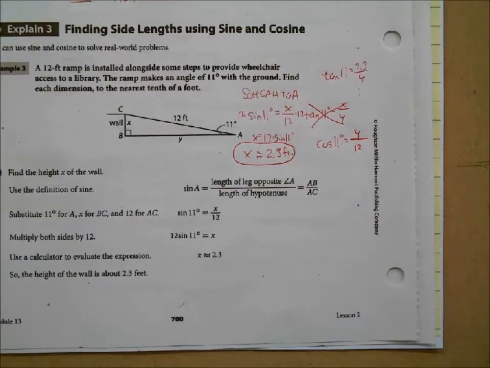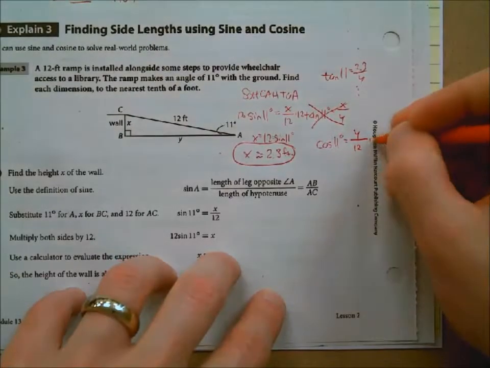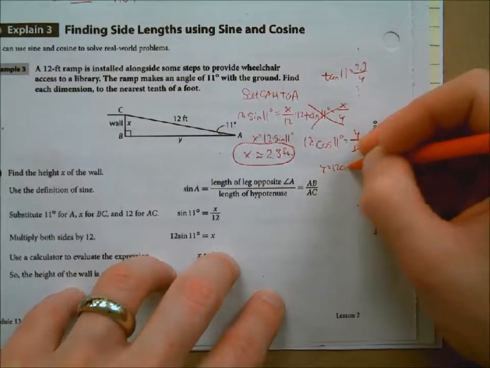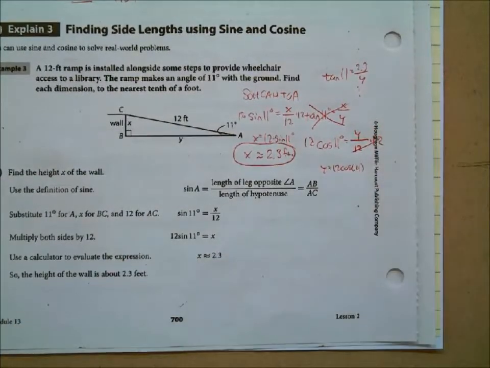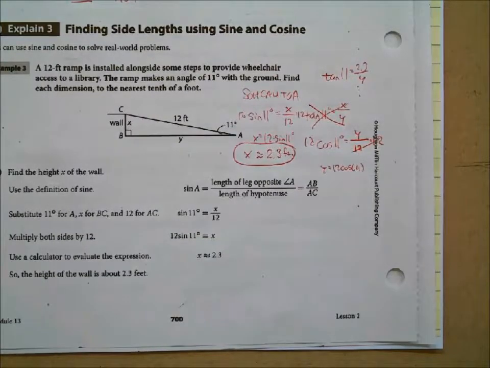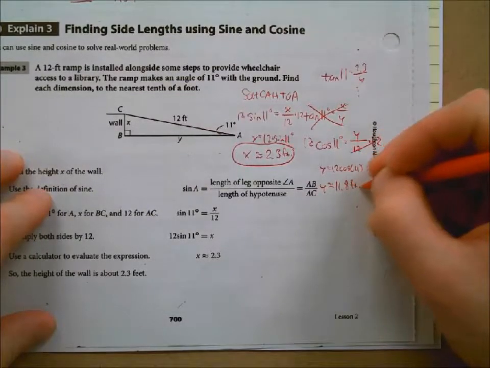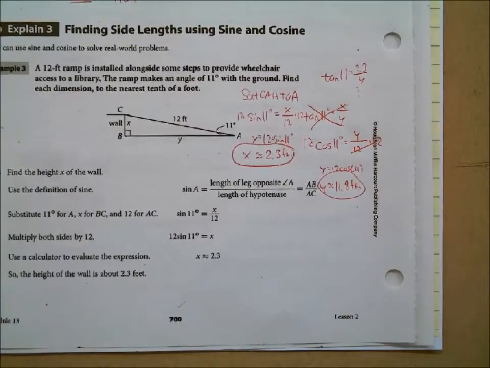Okay. I like the cosine in this case because all we got to do is multiply both sides by 12. So we'll multiply by 12, multiply by 12. We get y equals 12 cosine of 11. And so we get about 11.8. Okay, and that's feet again.